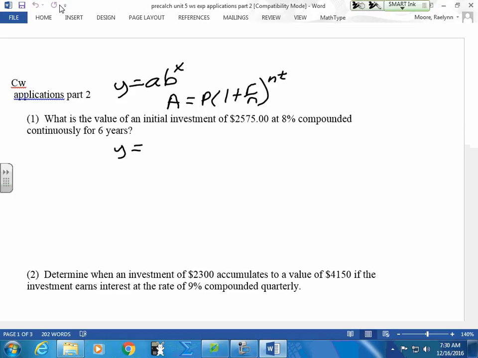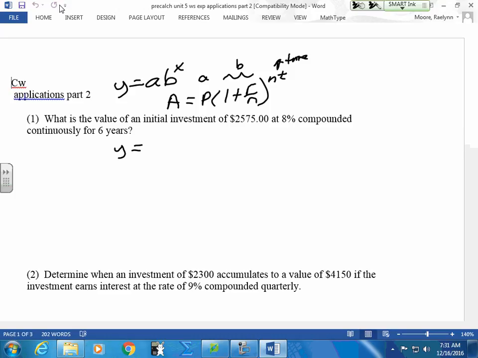It follows the same format. This is my A. This is my B, my rate. I'm increasing. Hopefully, I increase my money instead of decrease it. And this is going to be my time. Okay, it's still the same type of format.